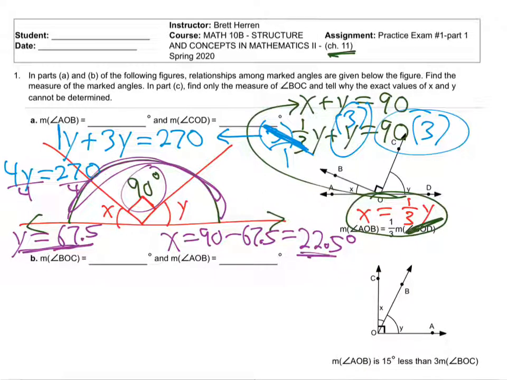We found them. They want them up there. AOB is x, so this is x. This one's the 22.5. And COD, that's what I called y, 67.5. There we go.